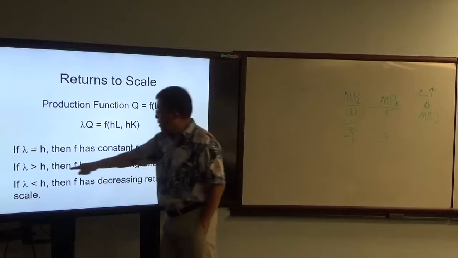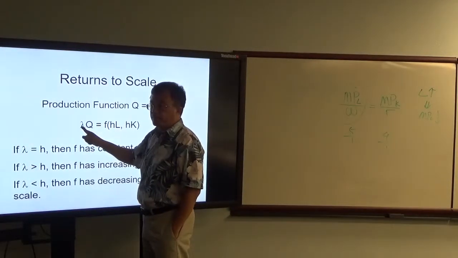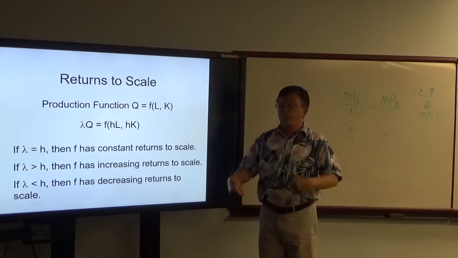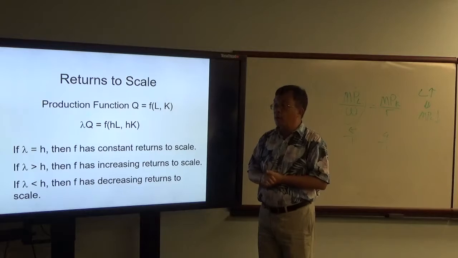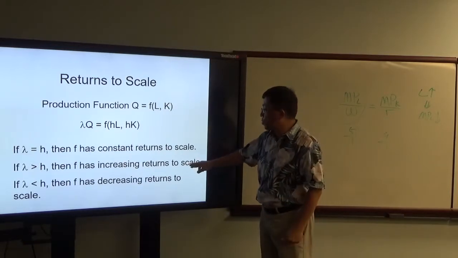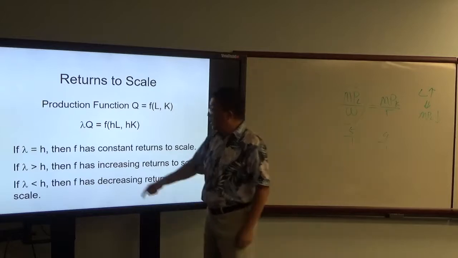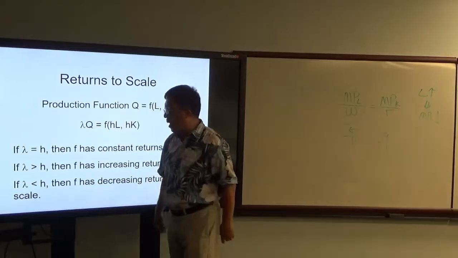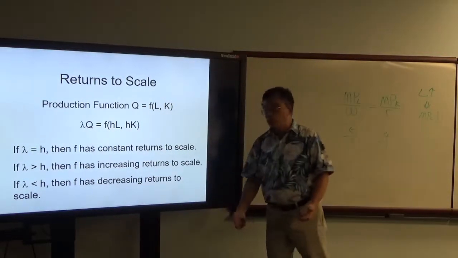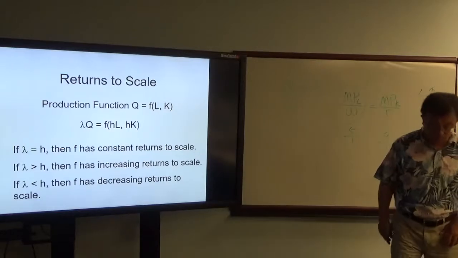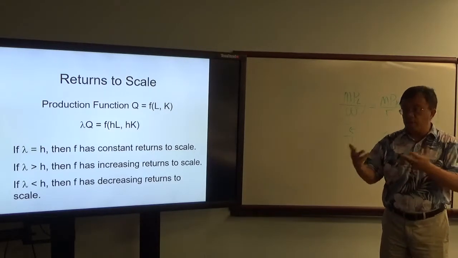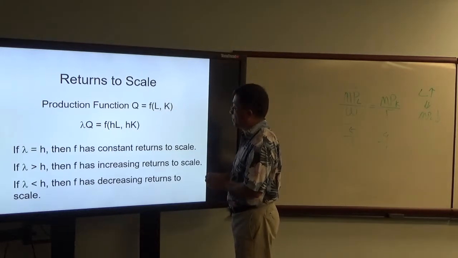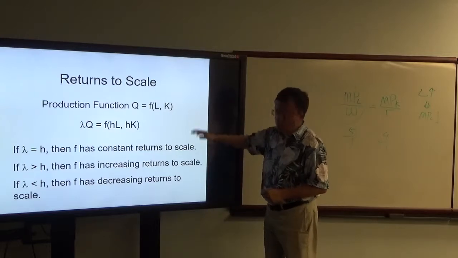But how about if lambda is equal to 3? That means we're doubling the quantity of inputs, and we get more than double the quantity of output, right? So that's called increasing returns to scale. And if lambda is less than that, so if lambda is equal to 1.5, then this is called decreasing returns to scale. Doubling the total inputs will result in less than double the quantity of output. So that's the returns to scale.